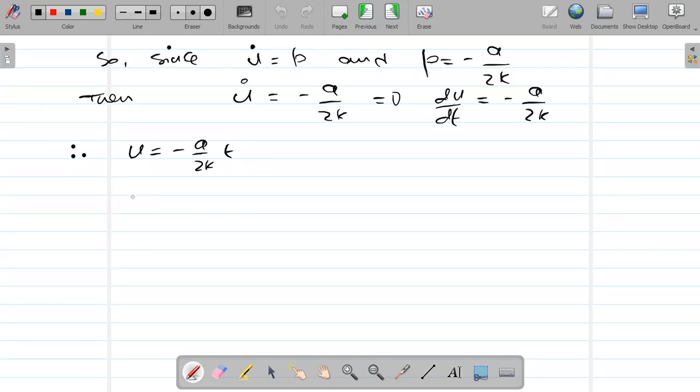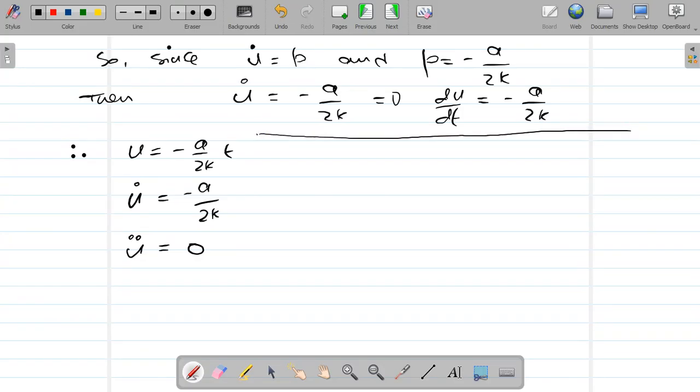So u dot is equal to a, so it's actually equal to minus a over 2k, and u dot, shall I do that, write that underneath, and then I can use that space. U double dot is equal to 0. If you differentiate a constant, you get 0. So that's what u double dot is. And I'm going to rewrite the equation out, because I can't really cut and paste it because I put it on a different page.